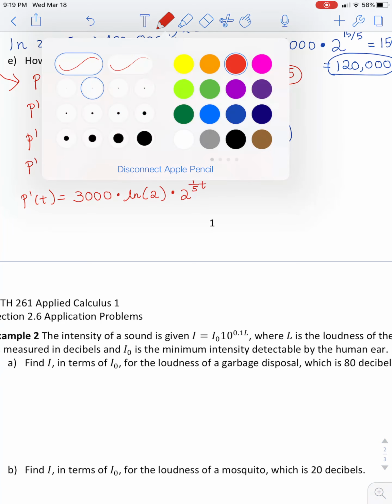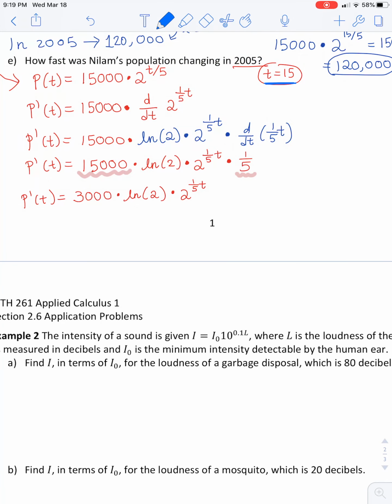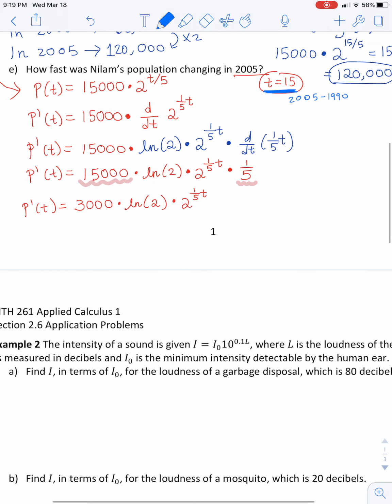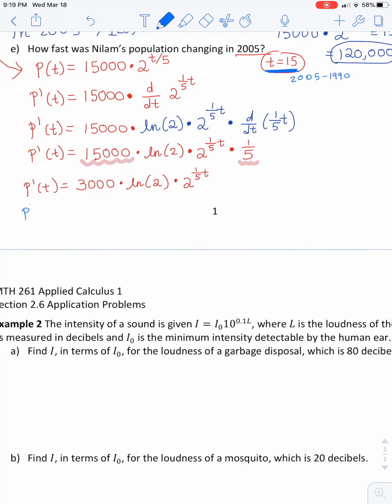All right, what were we planning on plugging into this derivative function? Remember, it was t equals 15, right? We got 15 from doing 2005 minus our base year of, what was it, 1990? Oh, I think I wrote a number that's way too big. 2005 minus 1990, I believe. Yep. So we got t equals 15. So let's plug in t equals 15 into our derivative function. 3,000 times natural log of 2 times 2 to the 1/5 of 15. That's just going to be 3 right there.